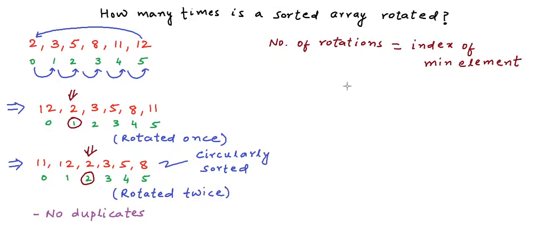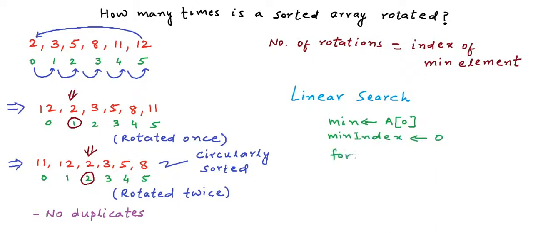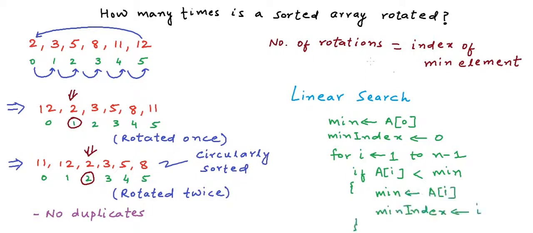The simplest approach would be to scan the whole array, perform what we also call linear search, and the pseudocode will be something like: we will have 2 variables, one to store the minimum element and another to store the minimum index. Let's say initially the first element is the minimum element, and then we run a loop from 1 till n-1, where n is the size of the array, and if the element at ith index is less than the minimum, we update the minimum and the minimum index. And finally, when we come out of this loop, we will have the index of the minimum element.